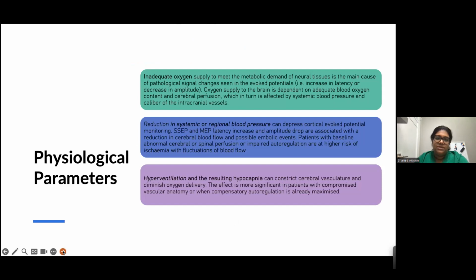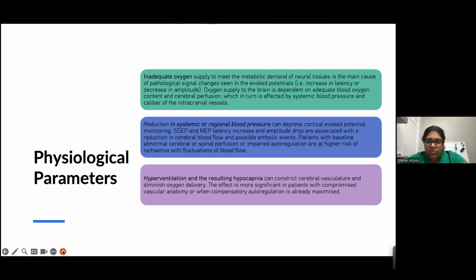Physiological parameters: inadequate oxygen supply to meet the metabolic demand of neural tissues is the main cause of pathological signal change seen in the evoked potentials, that is, an increase in latency or a decrease in amplitude. Oxygen supply to the brain is dependent on adequate blood flow, content, and cerebral perfusion, which is in turn affected by systemic blood pressure and caliber of the intracranial vessels.